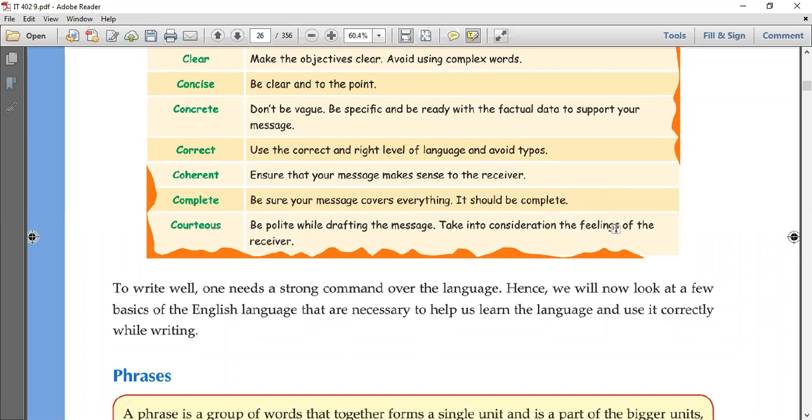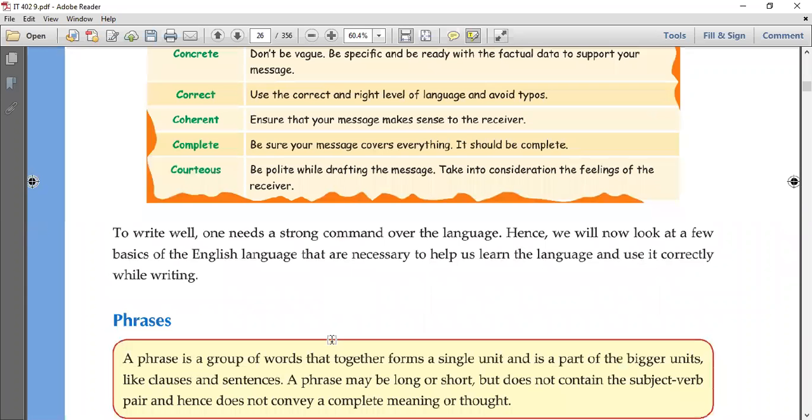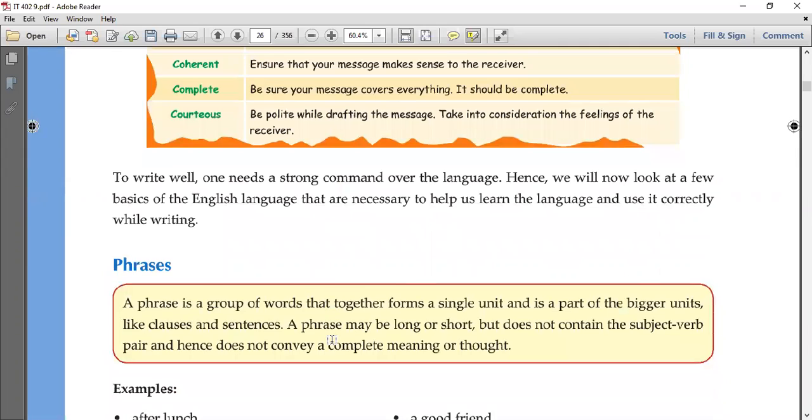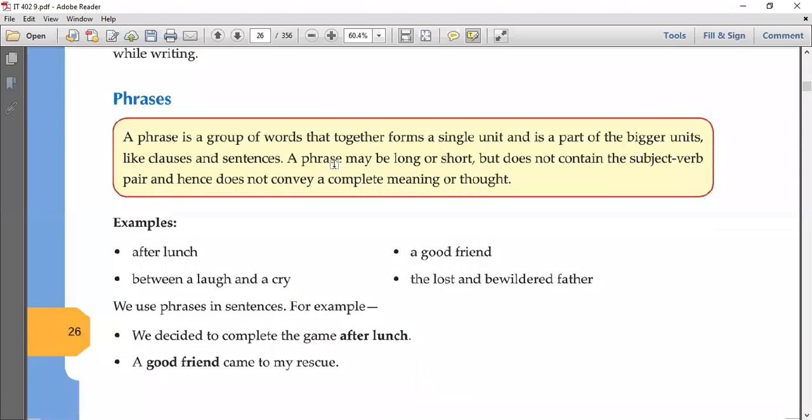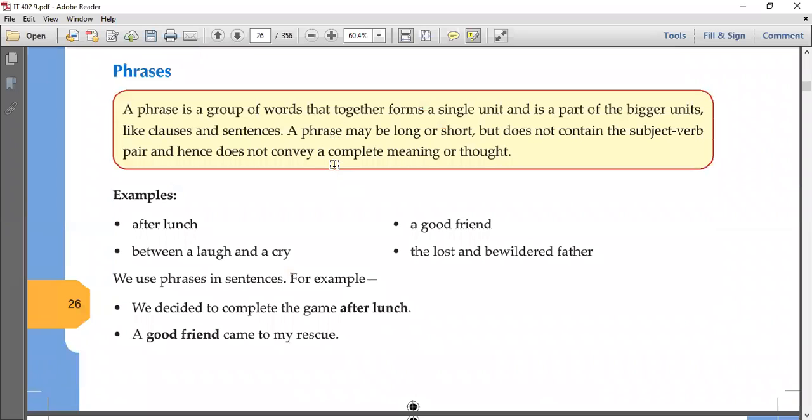So take into consideration the feeling of the receiver, right? So to write well, you should have strong command over language. You should know the language that you're writing in, like if you're writing a message in English, you should be good in English, right? Your writing skills should be good. And now we'll talk about different things we can use while writing one particular sentence or a message.